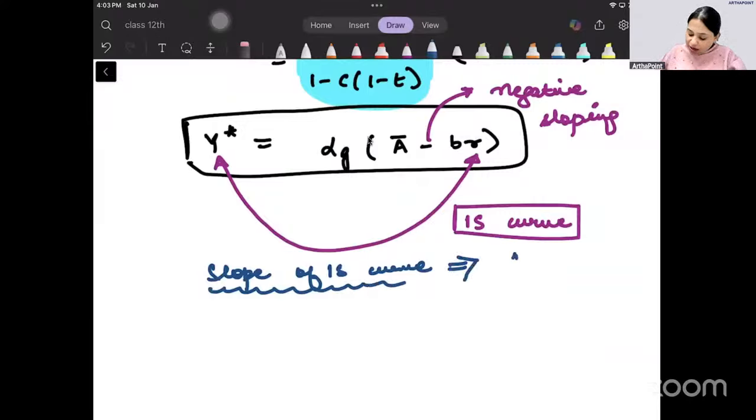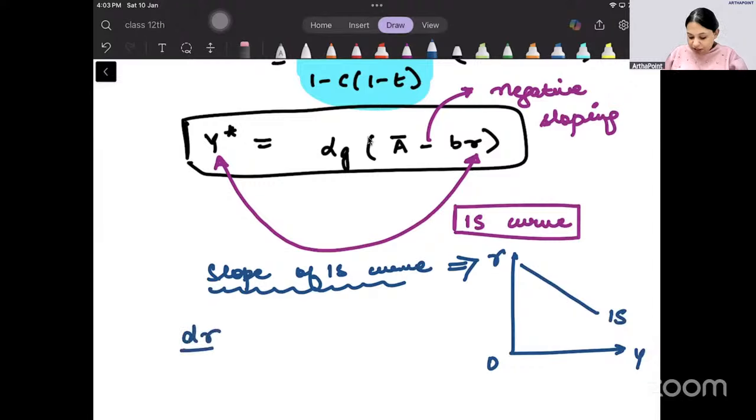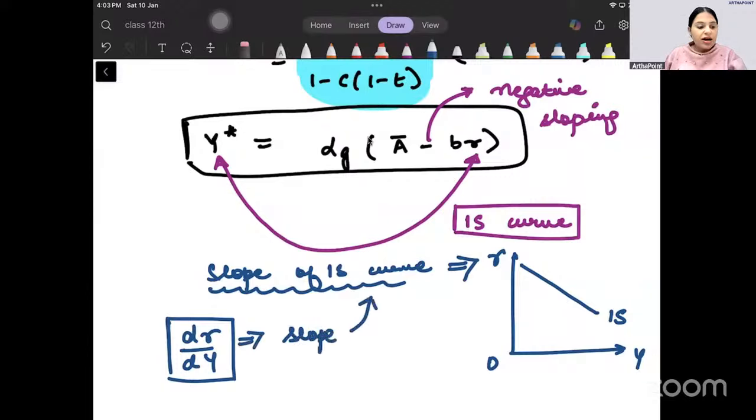How will I draw the IS curve? How is it made? This is R and Y and this is my IS curve. So the slope of the IS curve will be perpendicular by base. So you find this value and that will be the slope of the IS curve. Find the slope.